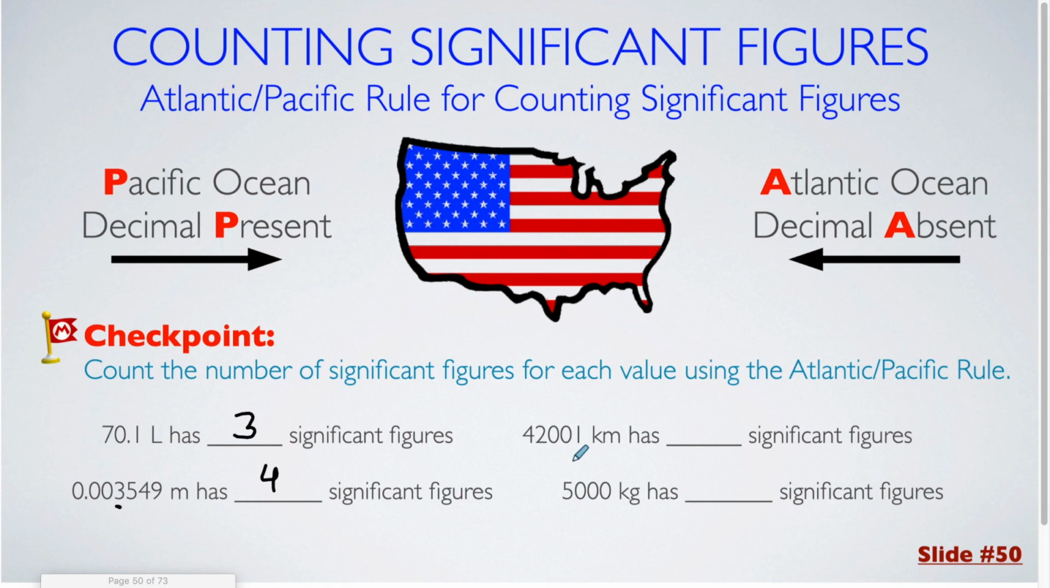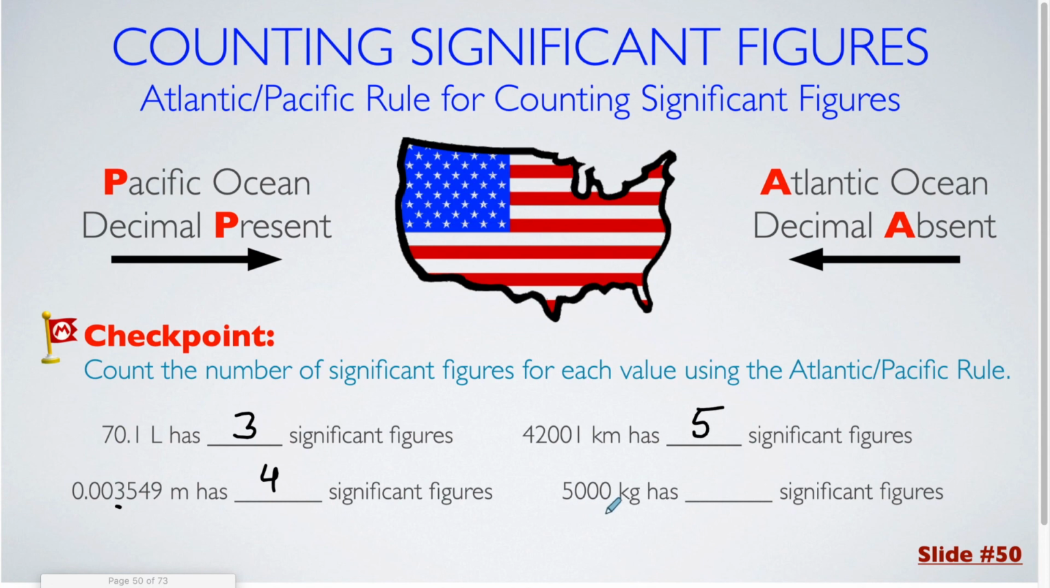And this number right here, we have 42,001. There is no decimal. That means decimal absent. So I'm going to start counting from the right side. The first number I encounter, a 1, is always a significant figure, so everything after it is going to be significant. So 1, 2, 3, 4, 5 significant figures.